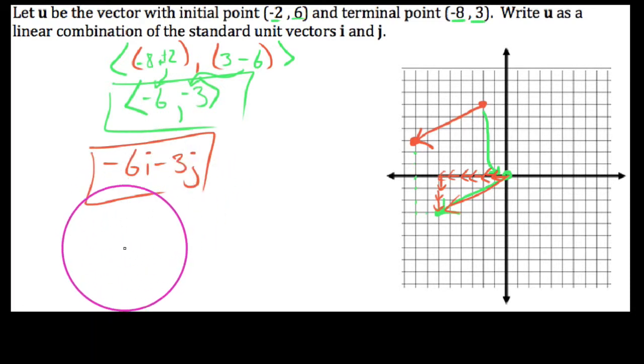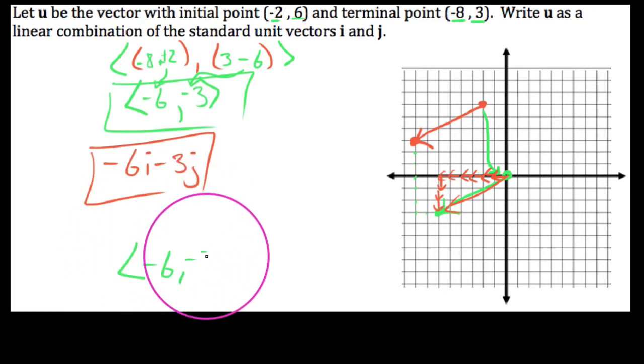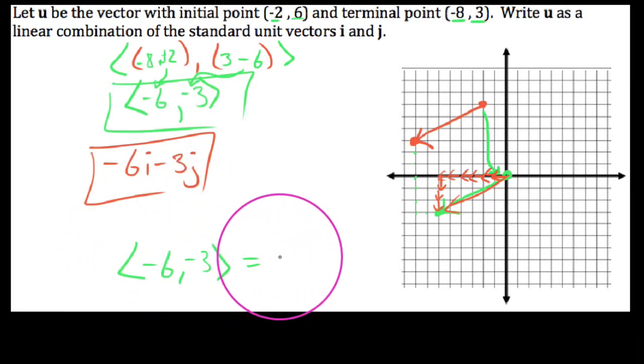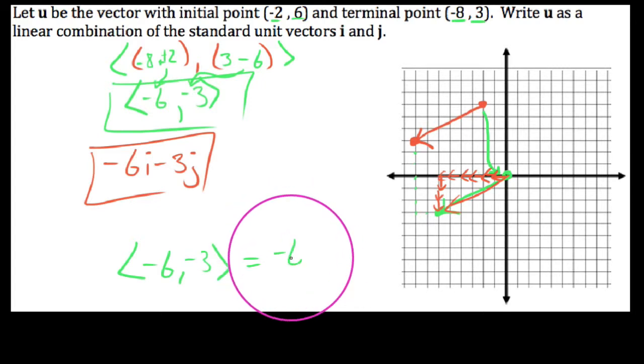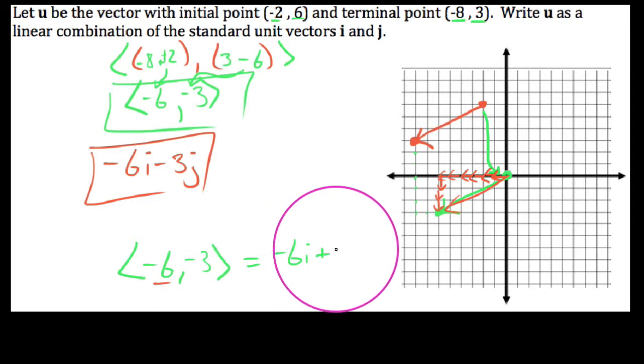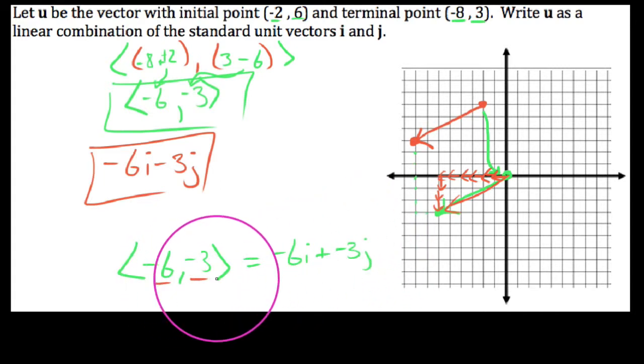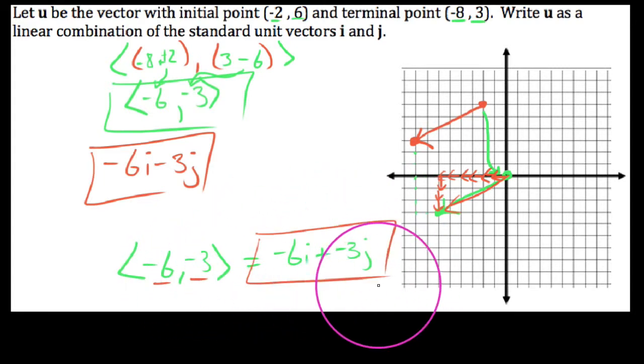So really, if we had to do this the quick way, we'd say negative 6, negative 3. If I wanted to write this as the sum of standard unit vectors, we'd just say it's negative 6, which is our x component, times i, plus negative 3, which is our y component, times j. And this would be it right here.